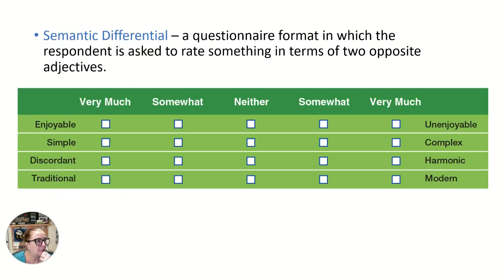And then there's a semantic differential. This is a questionnaire format in which you're asked to rate something in terms of two opposite adjectives. I'm going to show you one that we used in some death penalty research that Dr. Terry Markovic and I did. It's a scale that's been used a bunch of times, with opposite adjectives that describe the death penalty, and you rank where you feel on that. So like enjoyable versus unenjoyable: the closer your check mark is to enjoyable, the more you think it's enjoyable. The closer it is to unenjoyable, the more you think it's unenjoyable.